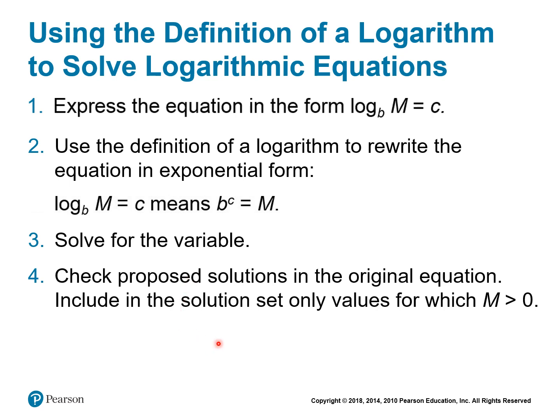In the final step, after we get the solutions for x, we have to go back to the original equation and make sure that we include only those values of x which will keep m greater than 0. The m that goes with log base b should not be made less than or equal to 0. So if it does, then we will have to exclude those solutions.